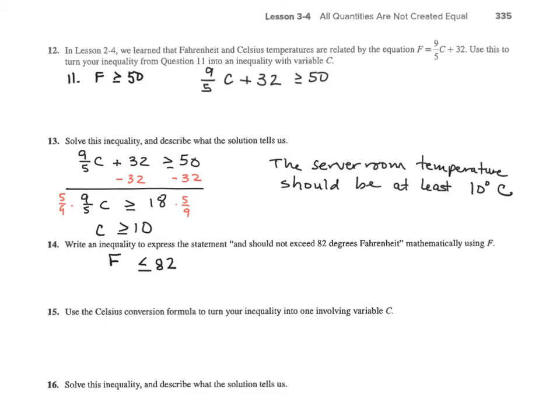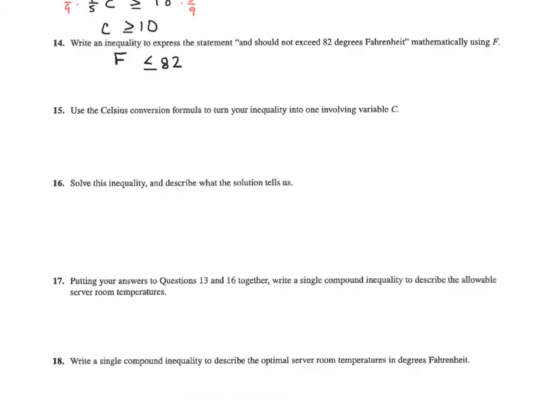So this is kind of what we did in number 11, right? And then 15 says, use the Celsius conversion formula to turn your inequality into one involving variable C. So I'm going to go ahead and pause and let you do that. Okay, so I hope that you wrote down 9/5 C plus 32 is less than or equal to 82. And then solve this inequality and describe what the solution tells us. We'll solve it just like we did the other one. So I'll pause this, you pause it too, and you solve this inequality.